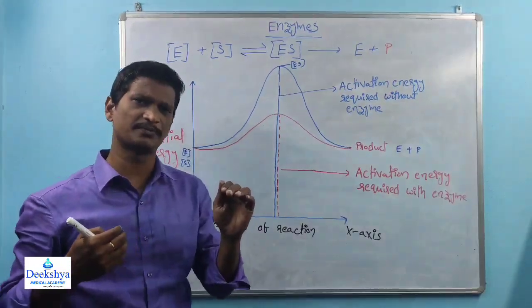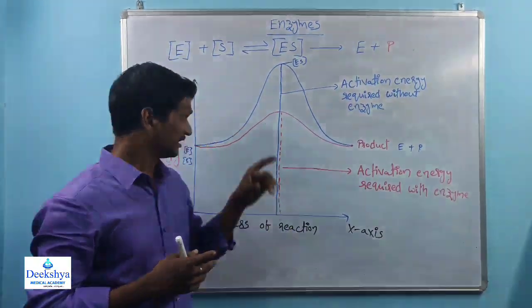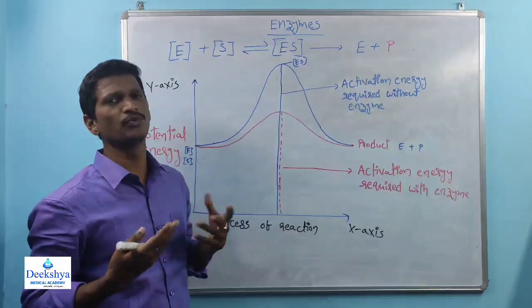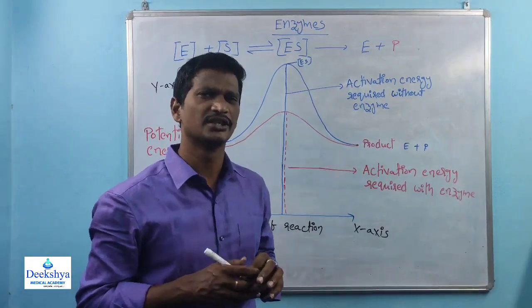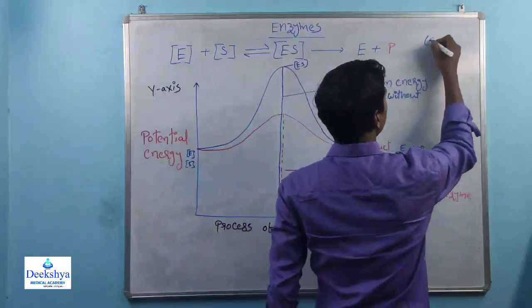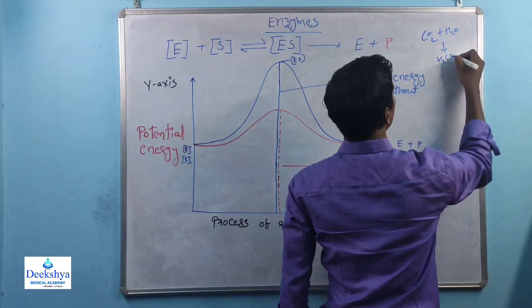For the conversion of substrate to product, a certain amount of energy is utilized. That conversion without any enzyme requires more energy. In the last class we also discussed carbonic anhydrase. Without any enzyme, carbon dioxide and water molecules are there, and H2CO3 is formed.